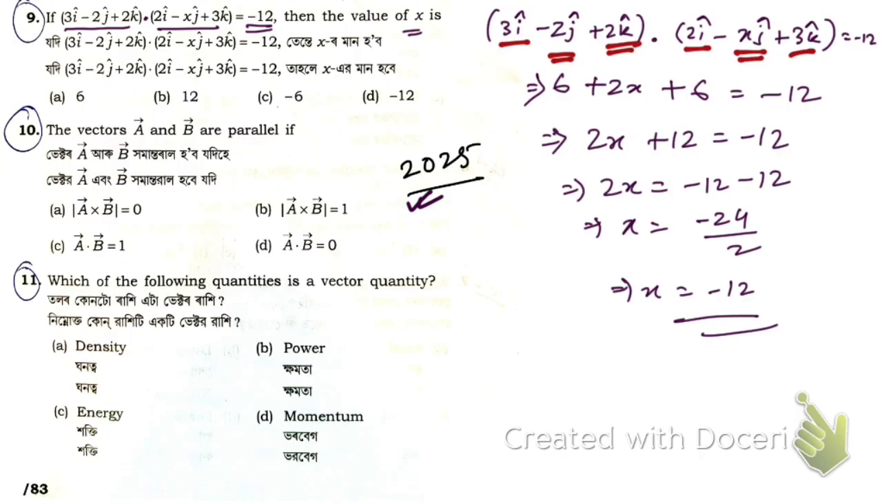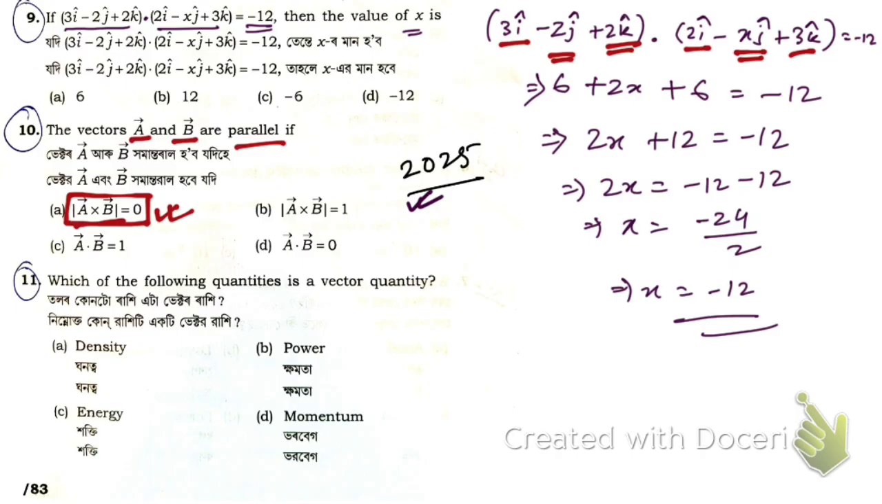Now what is the next question here? These two vectors are parallel. When two vectors are parallel, then the magnitude of their cross product is 0. Remember this condition.